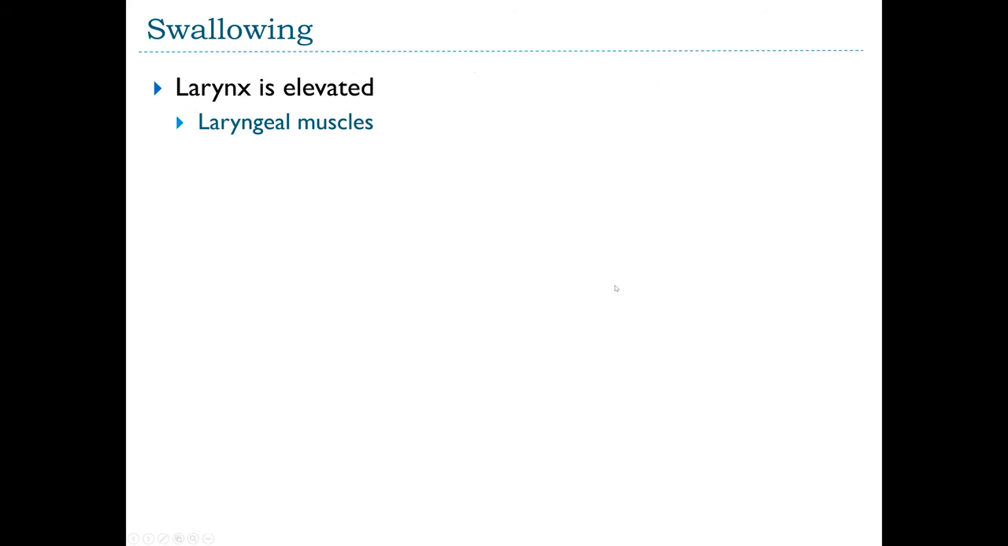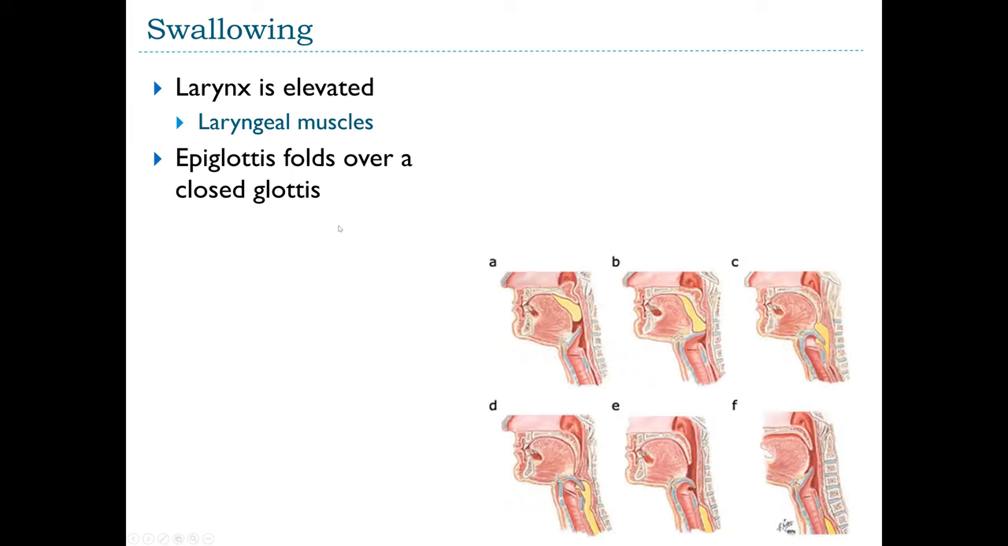So when you swallow, the larynx is elevated by your laryngeal muscles, and you can feel this if you rest your fingers gently on the front of your throat where you feel your Adam's apple or your thyroid cartilage, and then you swallow, you can actually feel your larynx rising up. And so when the larynx rises up, this causes the epiglottis to fold over a closed glottis and prevent any food from entering the respiratory tract.